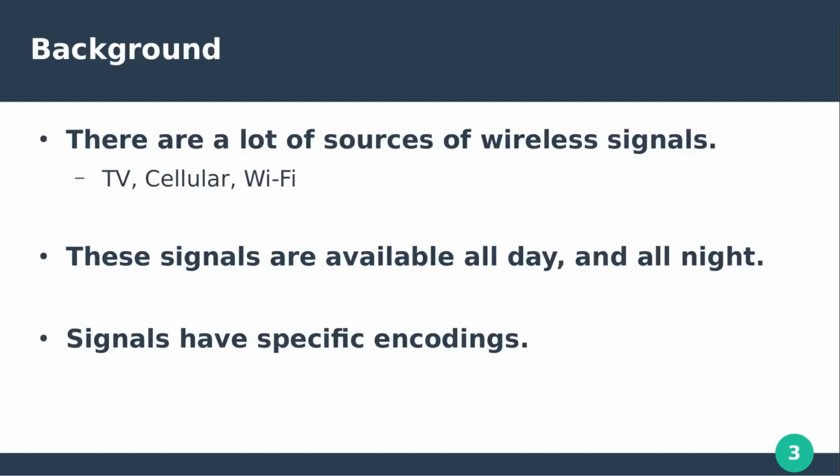Let's talk about some background. There are a lot of sources of wireless signals, whether that be TV, cellular, or Wi-Fi. Typically, the signals are available all day and all night, and a lot of these signals have very specific encodings.